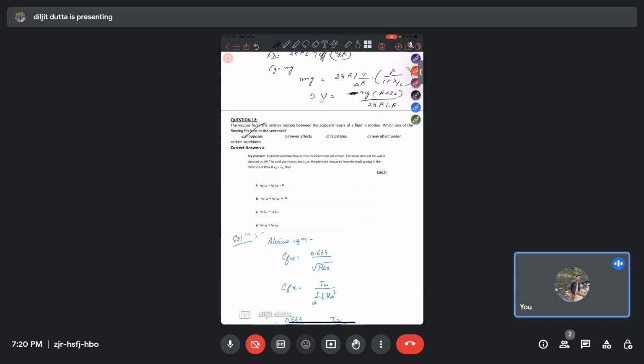So let us try some questions from GATE. Let us consider a laminar flow with zero incidence over a flat plate. The shear stress at the wall is denoted by tau W. The axial positions x1 and x2 on the plate are measured from the leading edge in the direction of flow. If x2 is greater than x1, then the shear stress at x1 should be less than shear stress at x2.